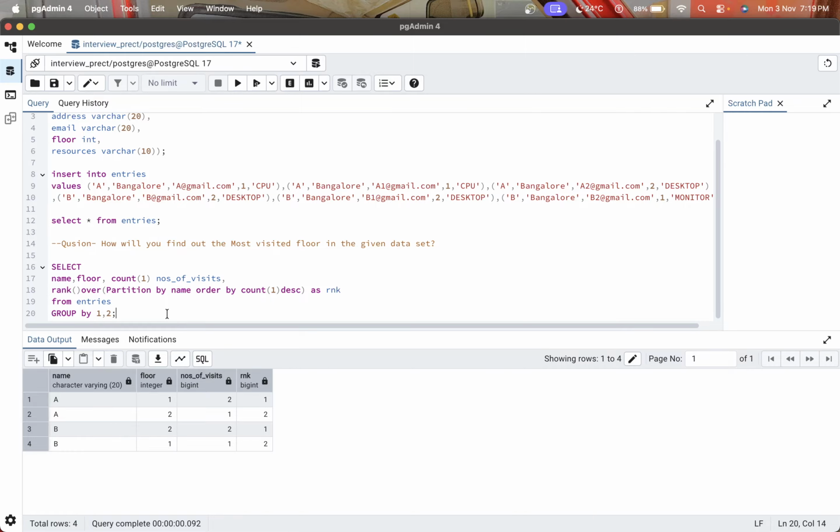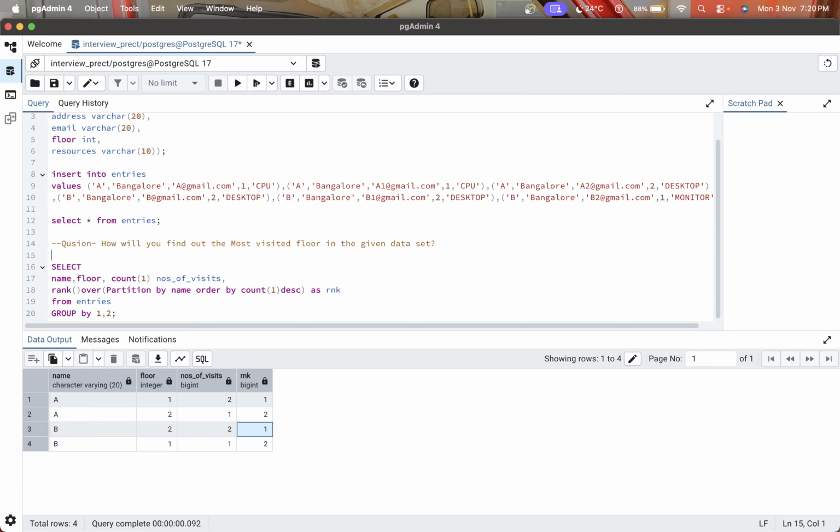If you see, we got the first rank for A, and the second rank will be assigned for A as well. So we got the rank for the most visited. If you see my rank, we have the number of visits two and the number of visits two. So that's it, we are all set now.